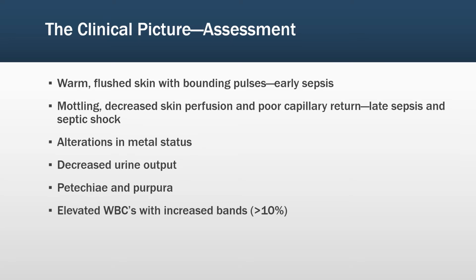Petechiae and purpura are indications of underlying thrombocytopenia and generally indicative of a poor prognosis. Elevated white blood cell count with increased bands, so greater than 10%, or what's called a shift to the left, generally indicate the presence of an infection as opposed to just an inflammatory response.